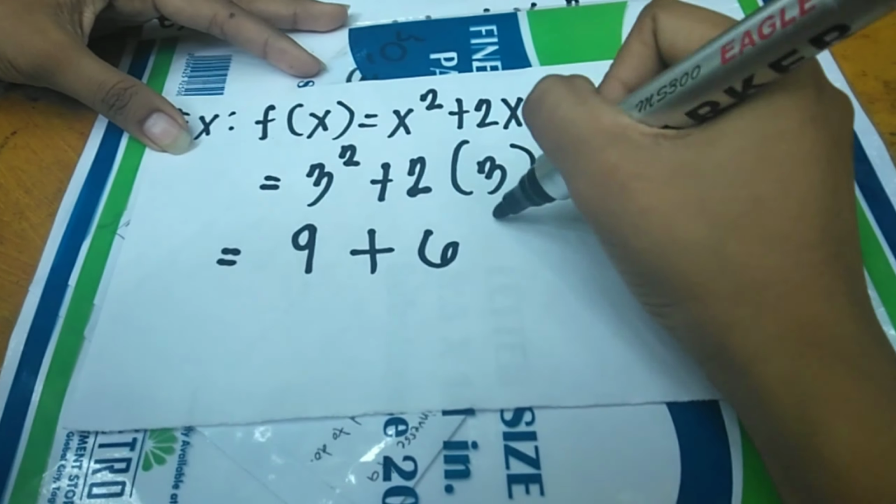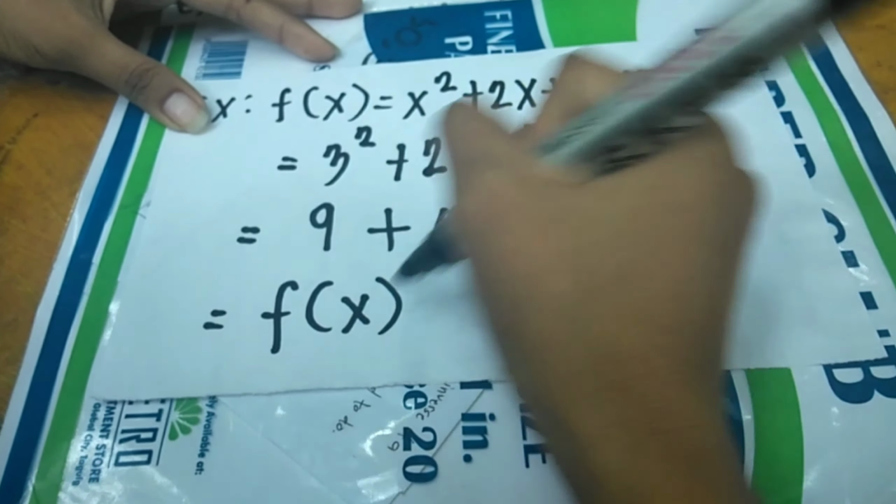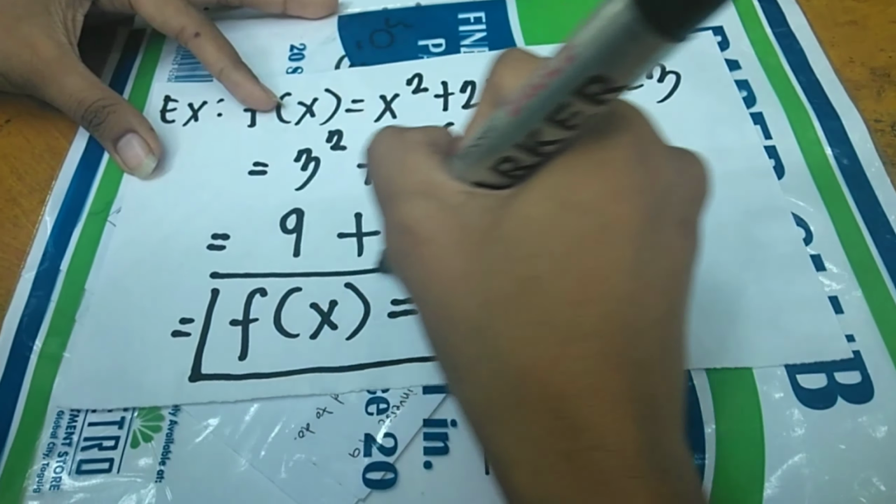So let's try another example. f of x is equal to x squared plus 2x plus 1, and x is equal to 3. So let's change the x into 3. So f of x is equal to 3 squared plus 2 times 3 plus 1. So 3 squared is equal to 9 and 2 times 3 is equal to 6, plus 1. So it's 9 plus 6 plus 1. So f of x is equal to 16. So that's the answer.